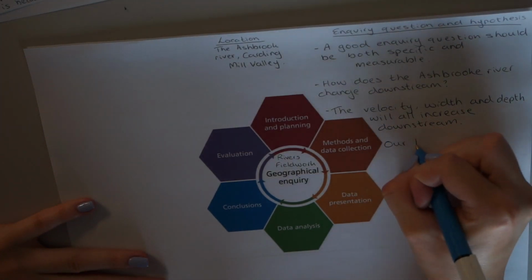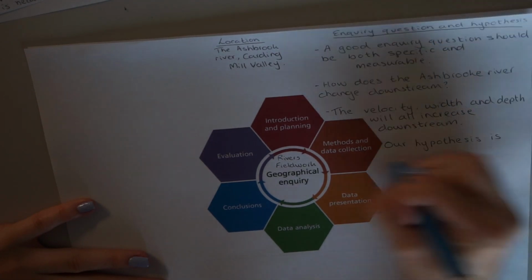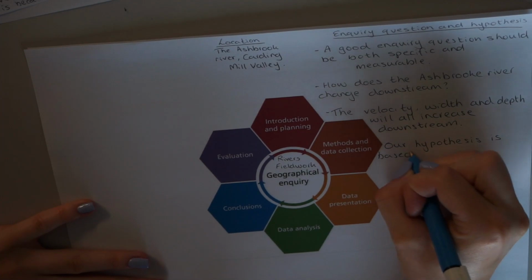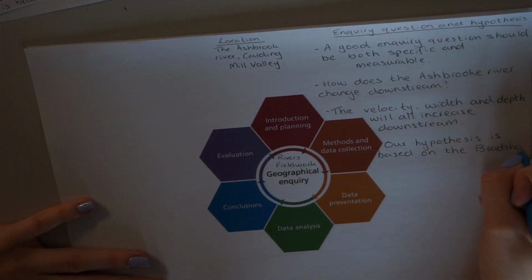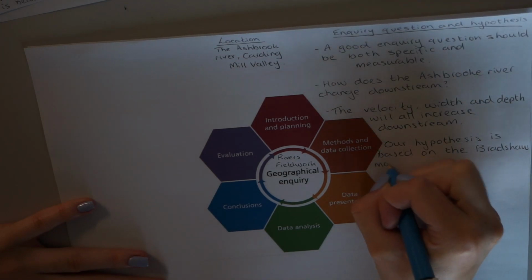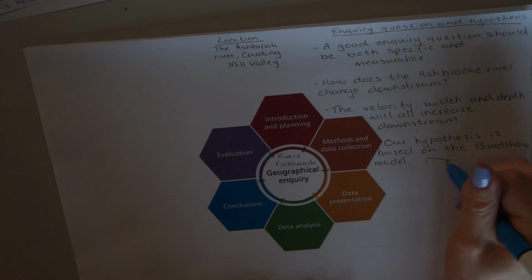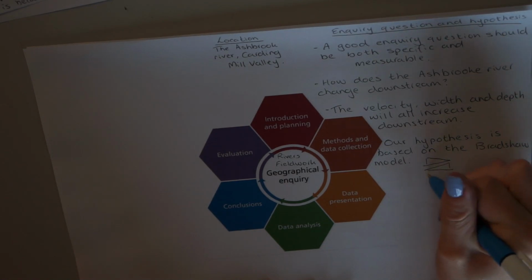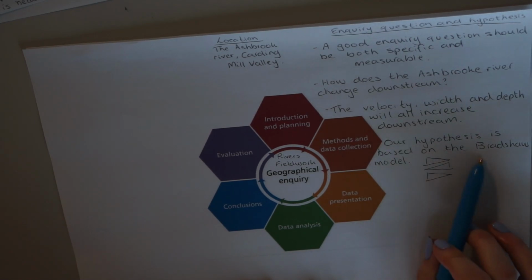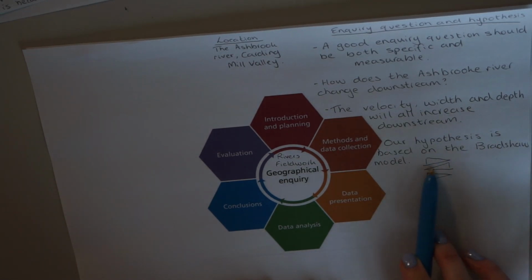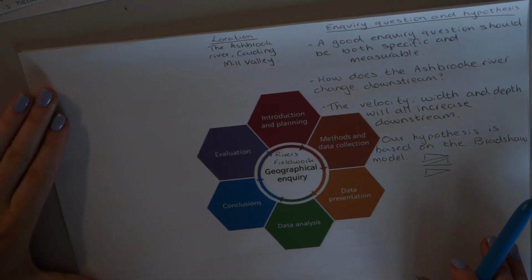And our hypothesis is based on the Bradshaw model. So the theory that we used was the Bradshaw model. And this is that diagram that looks a little bit like this. So lots of triangles. If the triangle gets smaller, that decreases downstream. If the triangle gets bigger, then that increases downstream.